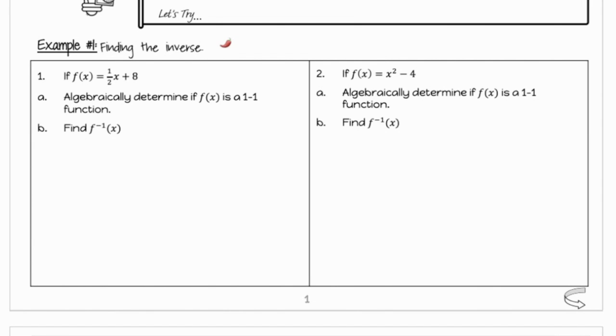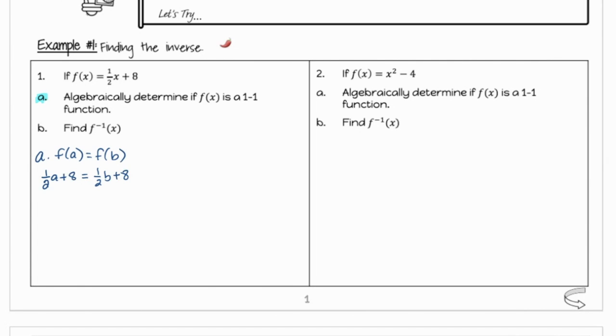So in example number 1, we have been given the function f of x to be some linear function, 1/2 x plus 8. We want to algebraically determine if f of x is a one-to-one function. And if it is, then that means that we could find the inverse. For part A, we want to algebraically determine whether this is a one-to-one function. So how do we do that? In order for us to algebraically determine this, we want to show f of A equals f of B piece. We're going to substitute.